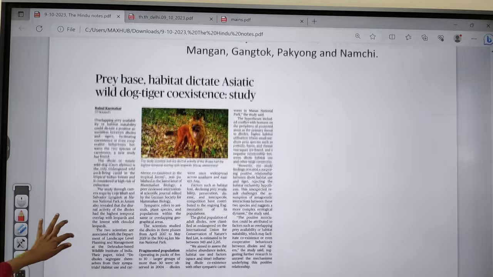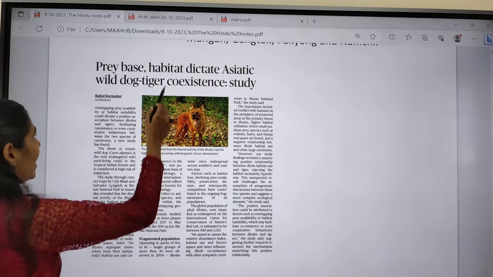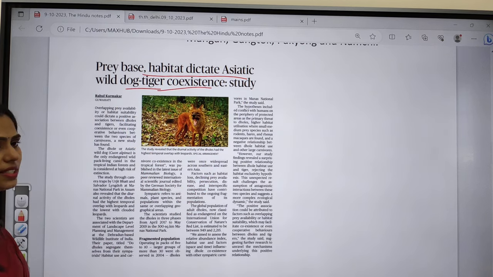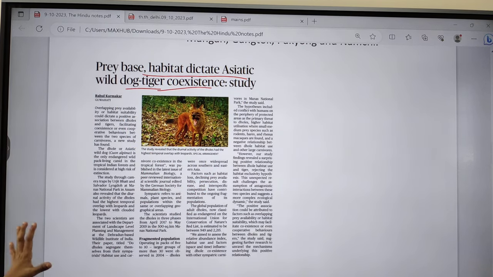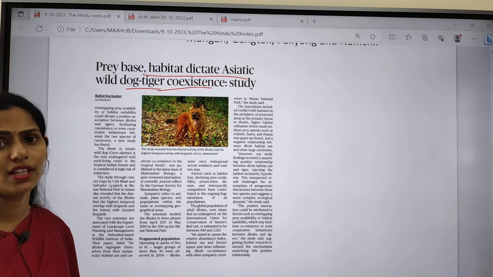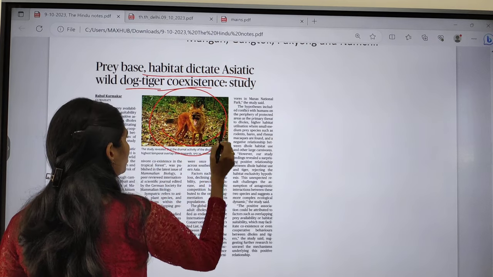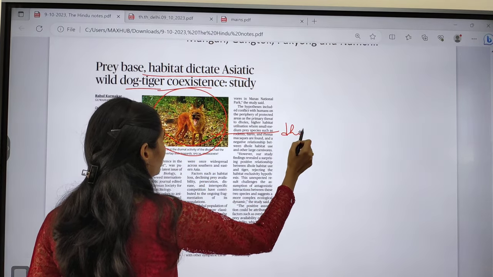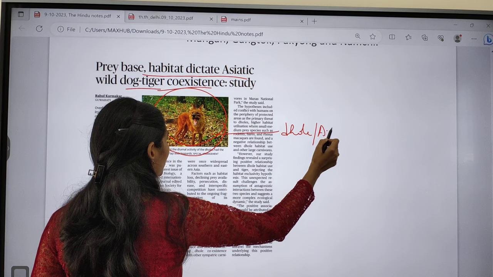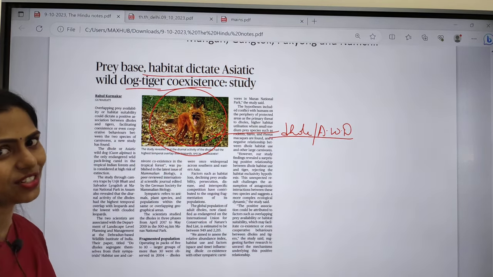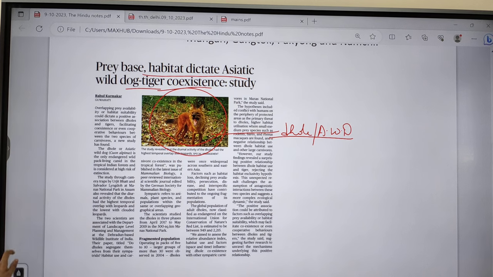And the next topic is: prey-based habitat dictates Asiatic wild dog and tiger coexistence, says study. This topic is talking about the study which happened in Manas National Park, and here we have to focus on this animal. This is also called the dhole. Dhole is nothing but the Asiatic wild dog. Okay, so now let us try to see this topic in detail.